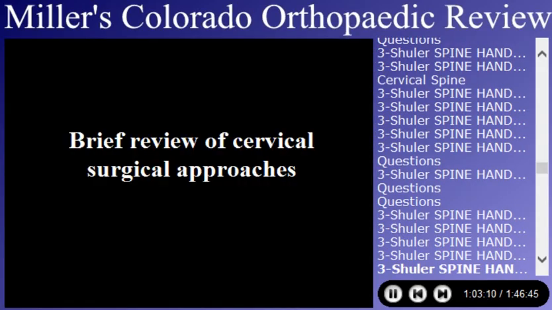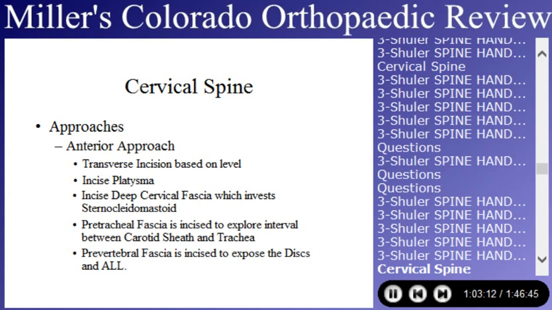Brief review of cervical approaches, and we're not going to cover too much on this. Anterior approach: incise the platysma, and you do the incision at the level you're going to work. Incise the deep cervical fascia, invest the sternocleidomastoid. The pretracheal fascia is then incised. You go between the space of the carotid sheath and trachea, and then you have the prevertebral fascia exposed.